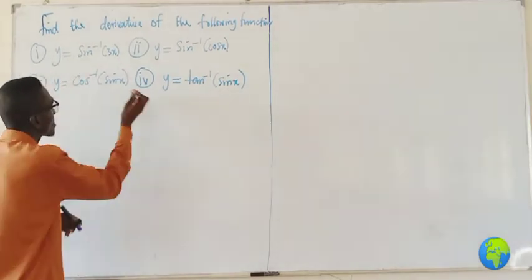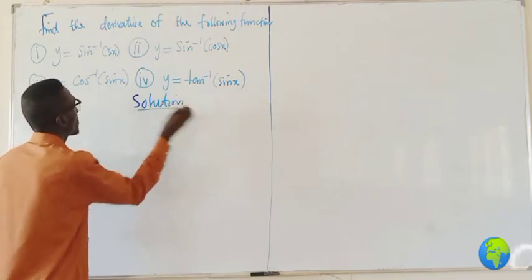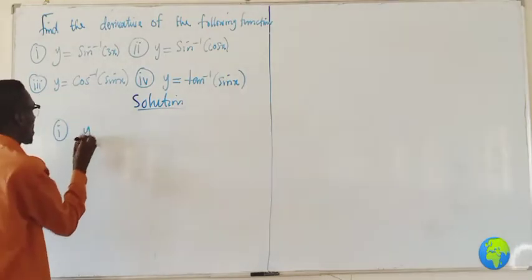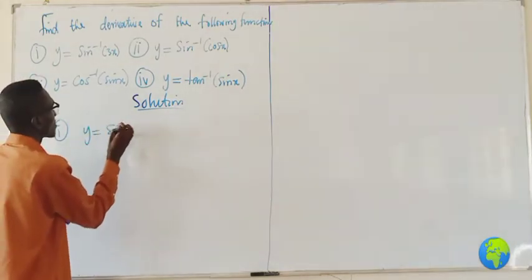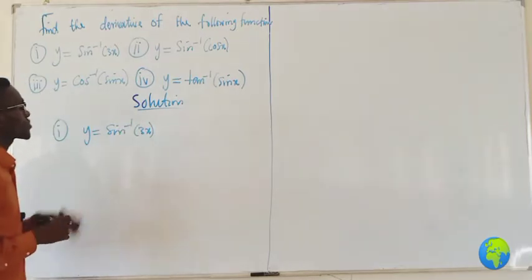So let's just get down to business. We have a lot of work to do. So for the first one, it's y is equal to sine inverse of 3x. And we'll be using the chain rule to solve this.